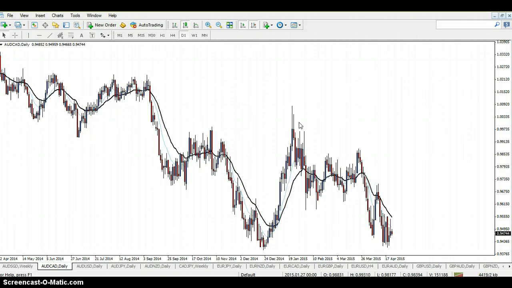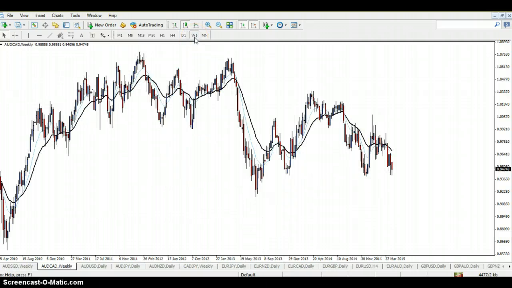So let's have a look at Pillar 5, the Fibonacci Retracement. Here we have the Aussie CAD pair, and what we want to do first, before we use our Fibonacci Retracement tool, is identify the trend. So what I generally do is I go to weekly and have a look at the trend.